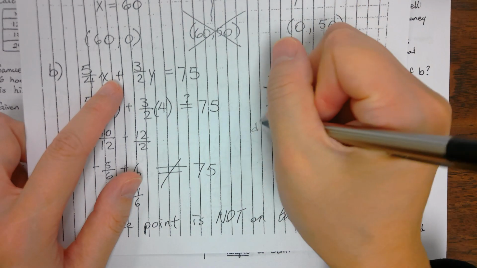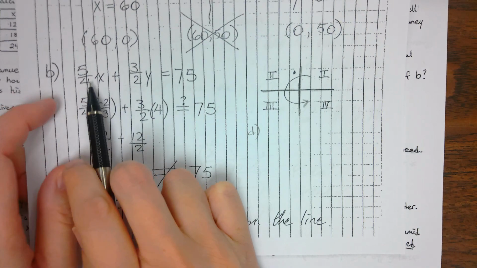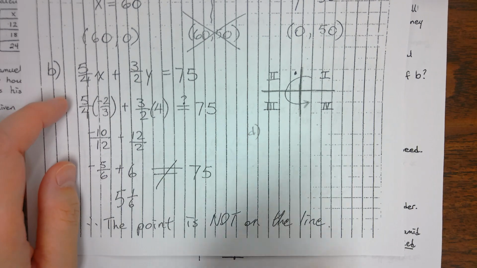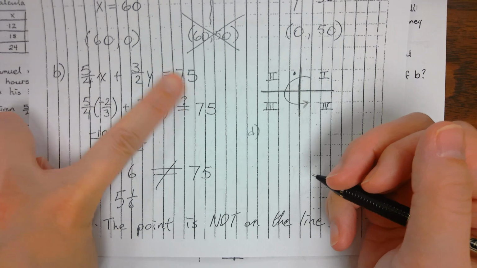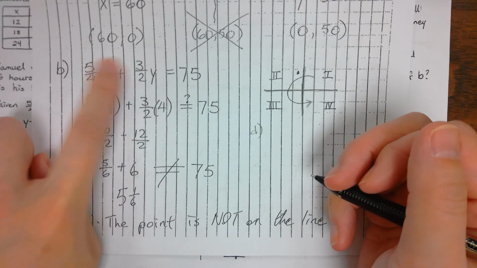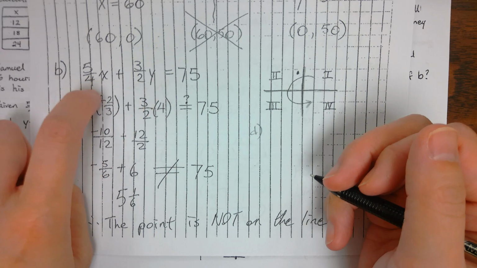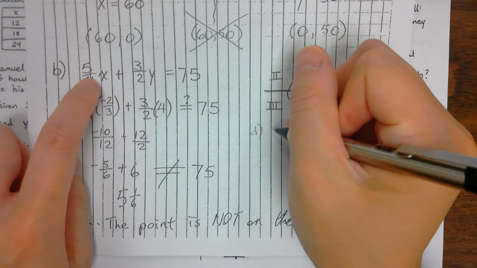If I want to change it to a standard form, right now there's fractions. How do I get rid of all these fractions? Yep. Multiply the entire thing by the LCM. Perfect. So what's my LCM here? 4, right? My lowest common multiple is 4. So multiply everything by 4.